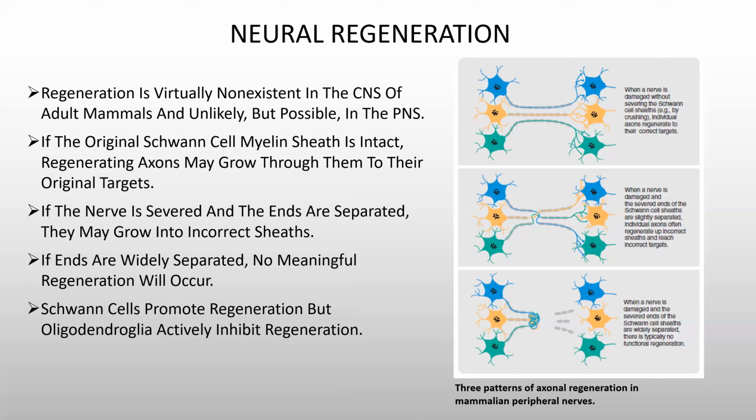But oligodendroglia, which are the glial cells in the central nervous system that provide the myelin sheaths for the CNS, actively inhibit regeneration. And so this is why it is so tough for individuals who sever their spinal cord, because the spinal cord is part of the central nervous system and has this oligodendroglia in there that is actually inhibiting regeneration.